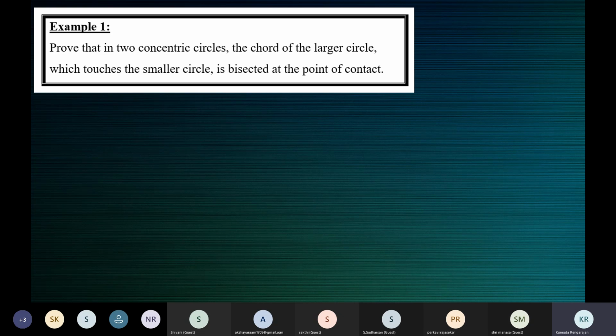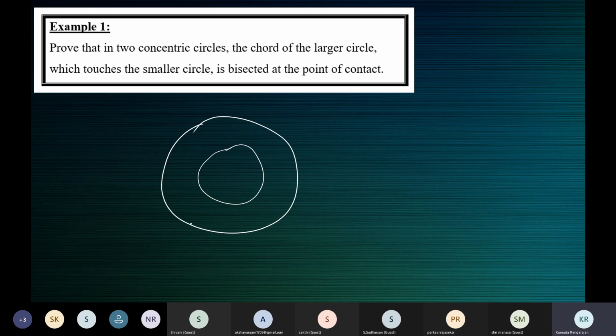Prove that in two concentric circles. So let us draw two circles which are concentric. The chord of the larger circle which touches the smaller circle should be a chord to the larger circle and it should touch the smaller circle like this. So see, this line segment is a chord to the big circle and it's a tangent to the inner circle at this point.